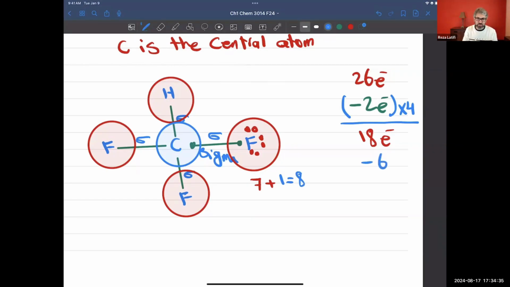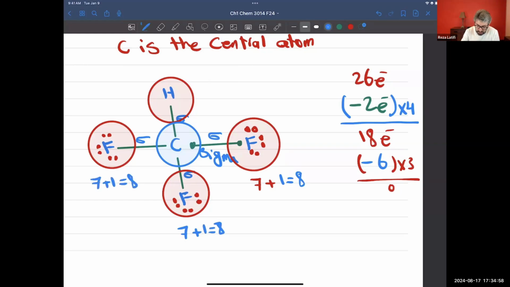And I'm going to repeat this one for the rest of the fluorines. So I repeat this one 3 times, and I'm done. I don't have extra electrons. If you check the fluorines, you go 7 plus 1, 8, 7 plus 1, 8. How about hydrogen? Hydrogen has 1 electron, made 1 bond, is 2.